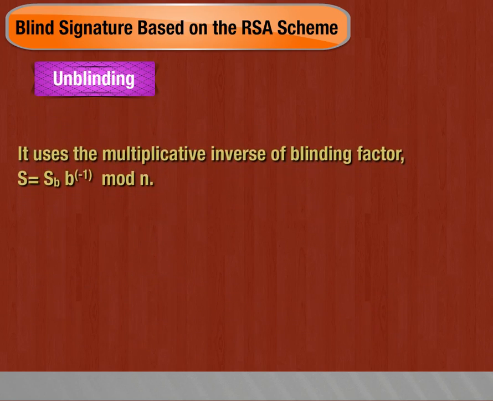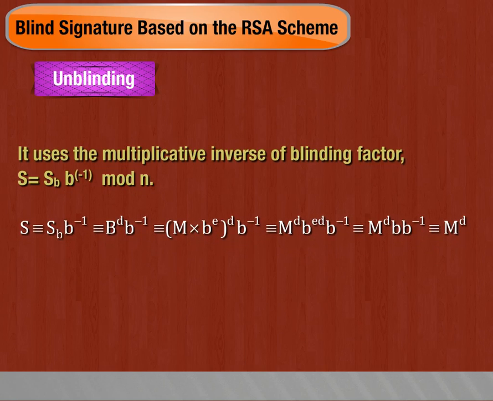Unblinding: it uses the multiplicative inverse of the blinding factor. S = S_B times b inverse mod n. S is congruent to S_B times b inverse, congruent to B^d times b inverse, congruent to (M times b^e)^d times b inverse, which is congruent to M^d times b^ed times b inverse, congruent to M^d times b times b inverse, congruent to M^d.